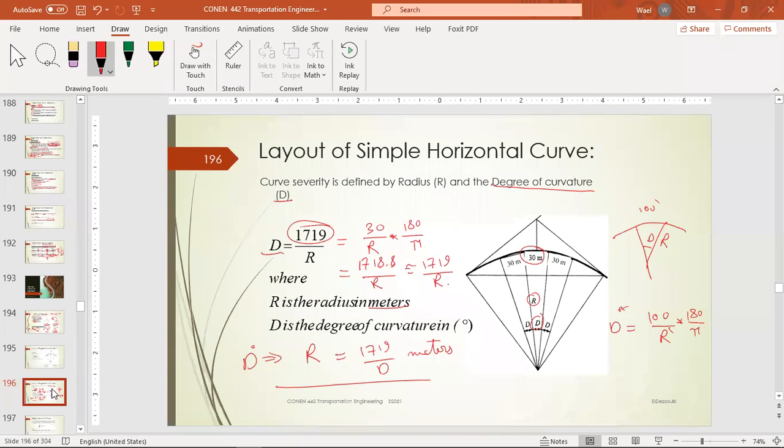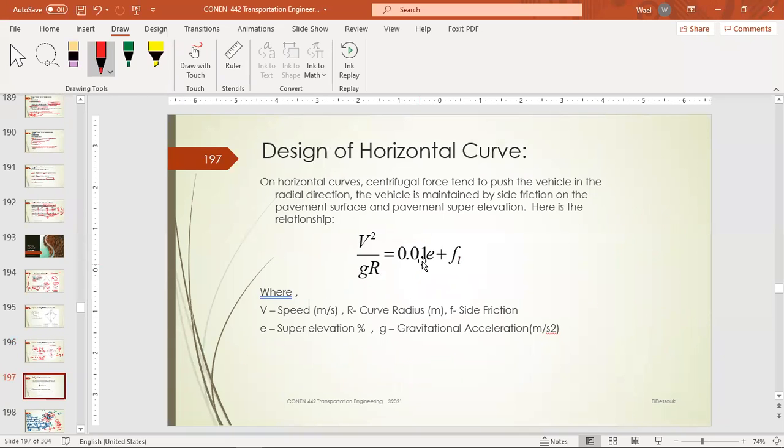Okay. So there's another issue, which is the degree of curvature. The degree of curvature is basically the angle that corresponds to an arc length of 30 meters. So that's a measure for the severity of the curvature of the horizontal curve. And that was the equation that we used for the design of the horizontal curve, which is v squared over gR. G is the gravitational acceleration, and R is the radius of the curve. E is the super elevation value, and fL is the side friction.